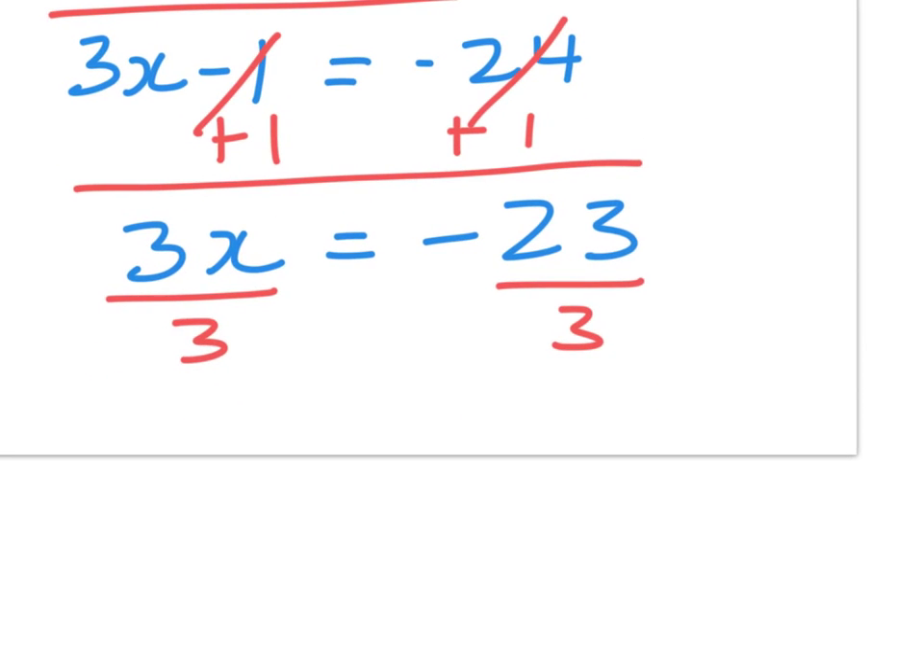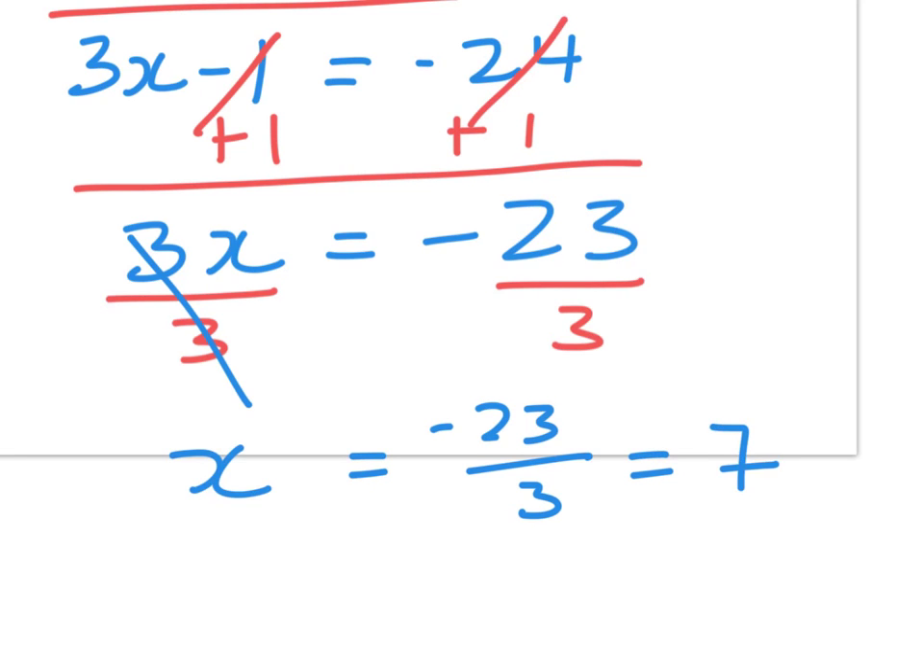And you end up with x equals minus 23 over 3. And 3 goes into 23 7 times, with 2 left over, so it's minus 7 and 2/3. And actually, to be honest, if you leave it like this, it's acceptable. It's fine. So that's how that works. Level 3, very easy, I think.